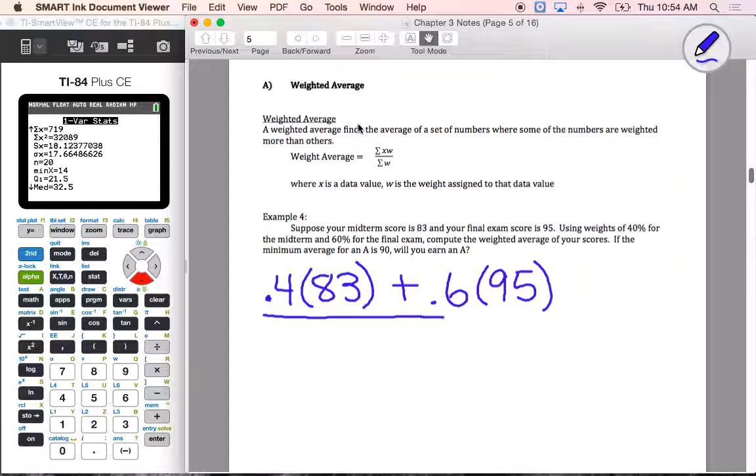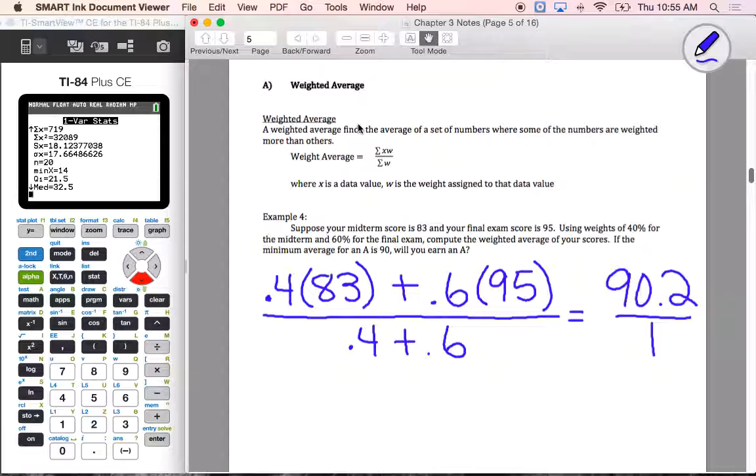Now you divide that by the sum of the weights. So you don't add 83 and 95, you add 0.4 and 0.6. So we do 0.4 plus 0.6. On your calculator, you can just type it in, 0.4 times 83 plus 0.6 times 95. And you get a 90.2 on top. If you add 0.4 and 0.6, you get a 1 on the bottom.